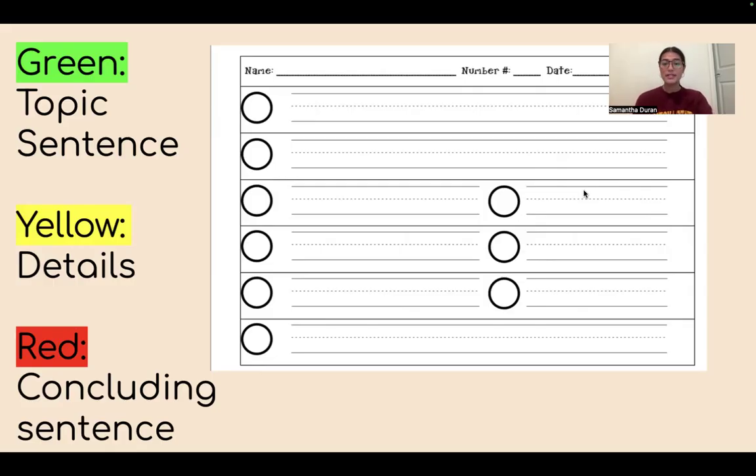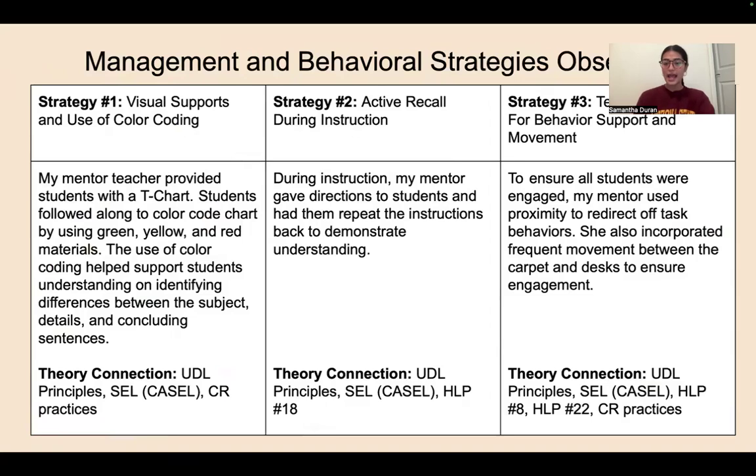While I was in my mentor teacher's classroom, she passed out these T-charts. This instruction is over opinion writing, and I'll get further into what she did, but I just wanted to show an example of what she was talking about. On my next slide, I broke down the different management and behavior strategies that I observed in the classroom into 3 separate parts. So I'll be briefly going over these different instances.